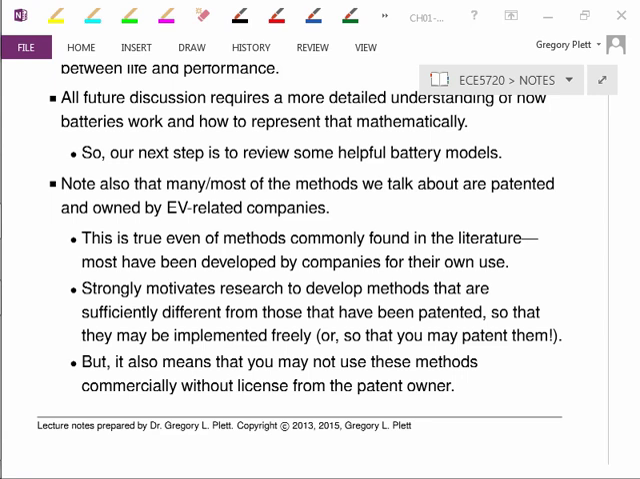So yes, take this for educational value. No, don't implement everything exactly as you see it in a real product, but instead use this as inspiration to develop something even better. All right, so with that caveat, we finished chapter 1 and we move to chapter 2, and we review some battery models and learn how to simulate battery packs.